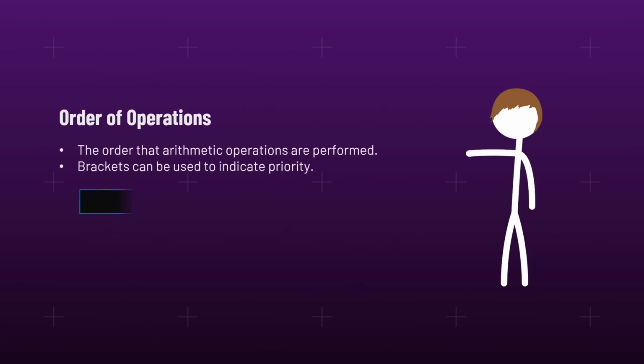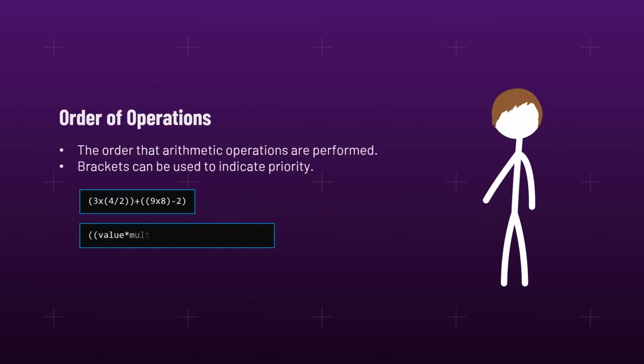Moving on, the order of operations refers to the order that arithmetic operations are performed. For example, we can put brackets around mathematical statements to tell the computer which parts to calculate first. But in programming, this doesn't just apply to numbers. In many languages, we can use the same method to tell the computer which order to compare data, which is useful for making things happen under specific conditions.